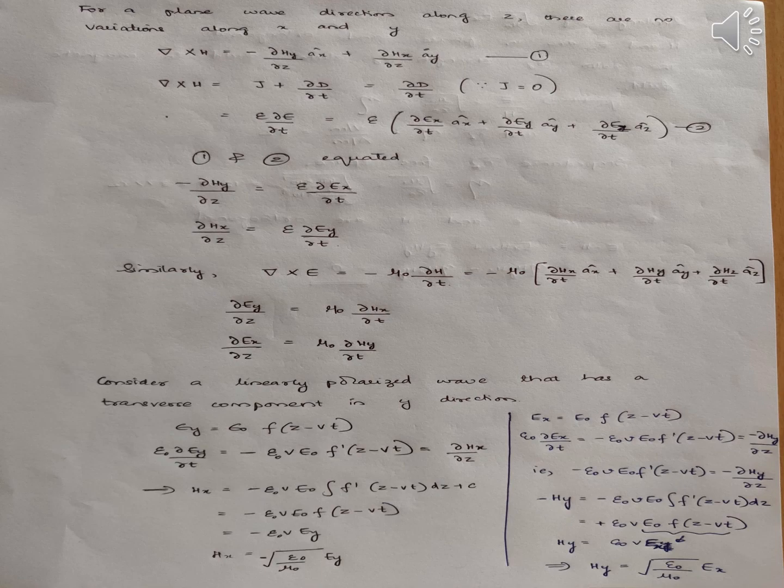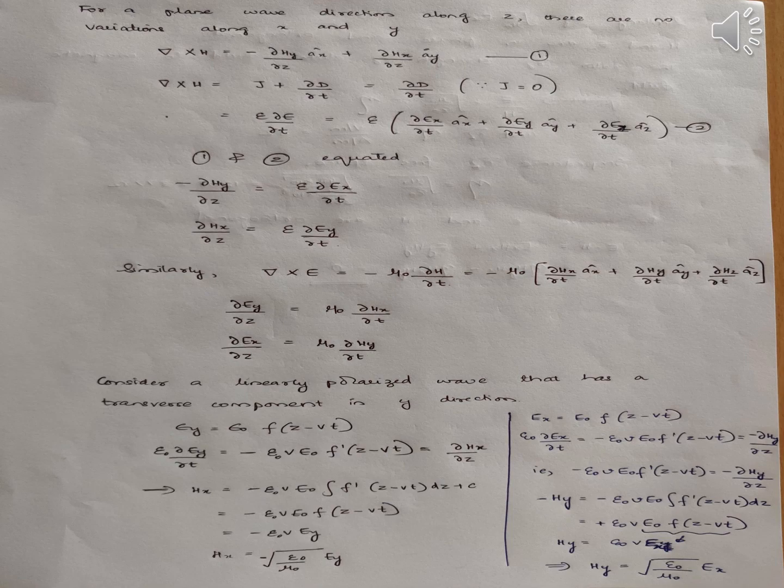Similarly, to get expressions for dou Ey by dou z and dou Ex by dou z, I'll be using the Maxwell's equations which are derived from Faraday's law. That is del cross E is equal to minus mu 0 dou H by dou t. Why? Because this is free space. That's why mu can be substituted as mu 0. And similarly, for free space, we also know that sigma is 0. That is why J is 0. And in place of H, I again substitute dou Hx by dou t Ax cap plus dou Hy by dou t Ay cap plus dou Hz by dou t Az cap.